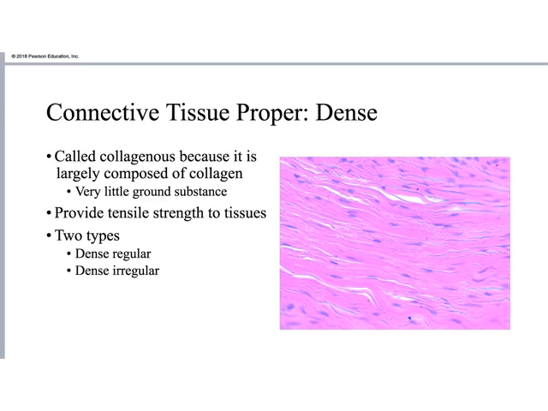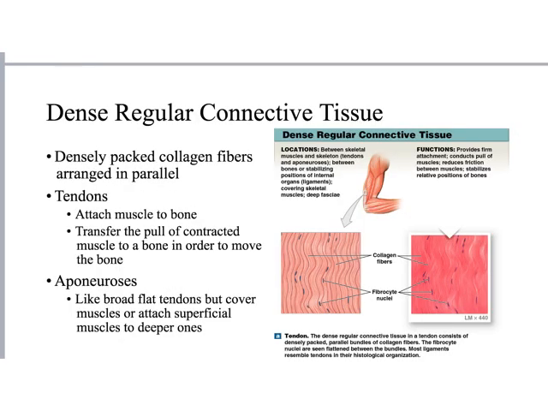There's two types, dense regular and dense irregular. If we look at dense regular, that's going to be the things that we typically think of, things like tendons that I was talking about. So they are going to attach muscles to bone.